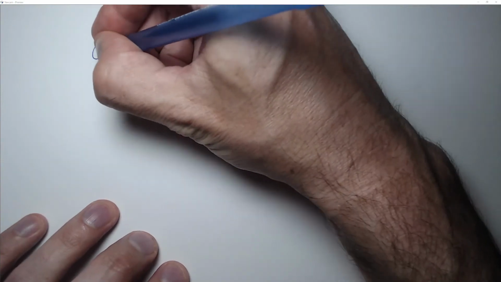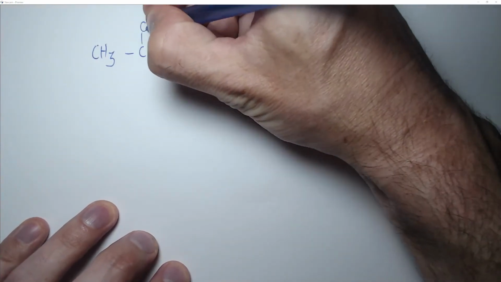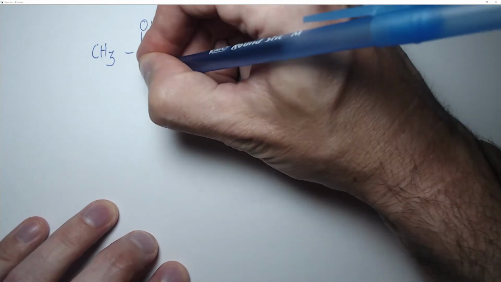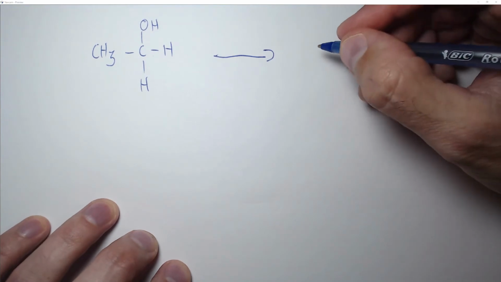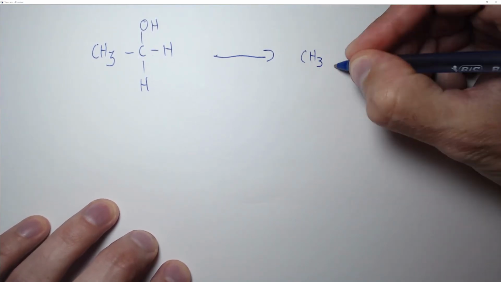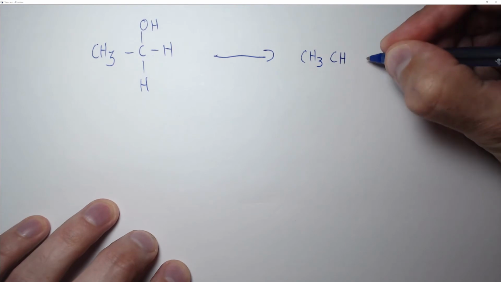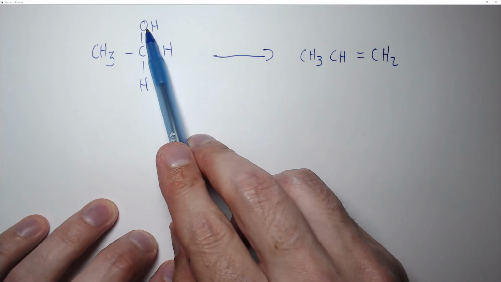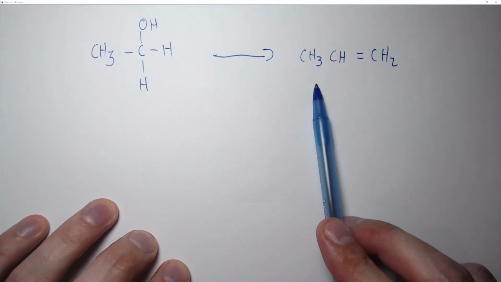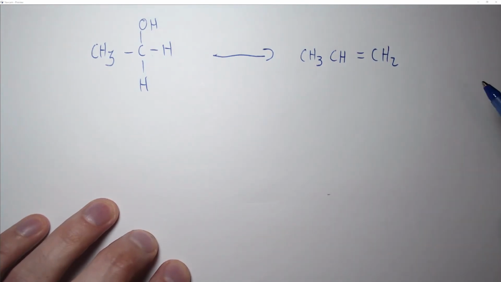In this last section, I want to look at and review some of the reactions that we've talked about so far. And I basically have four-ish kind of questions. So here we have CH3, C, OH, H, H. And we want to do a multi-step synthesis where we end up with CH3, CH, double bond, CH2. So we go from an alcohol to an alkene, and as usual, I've chosen small molecules.